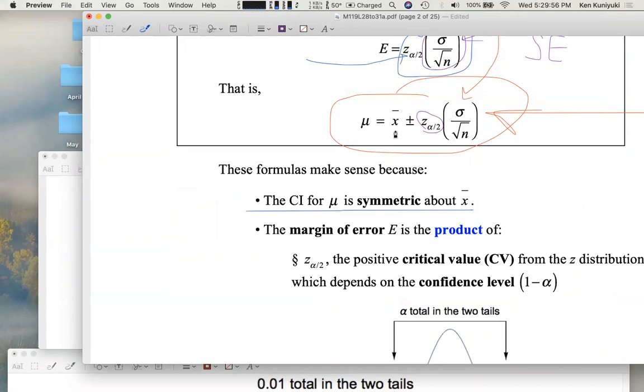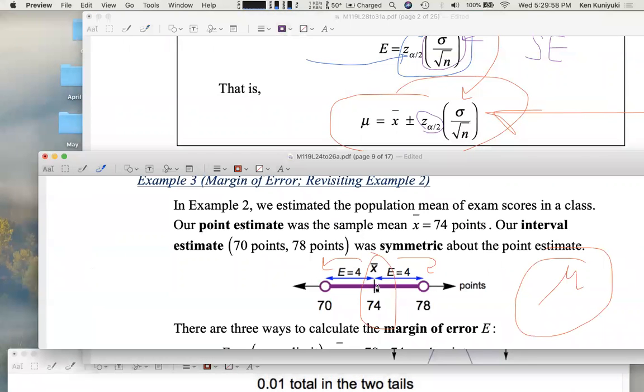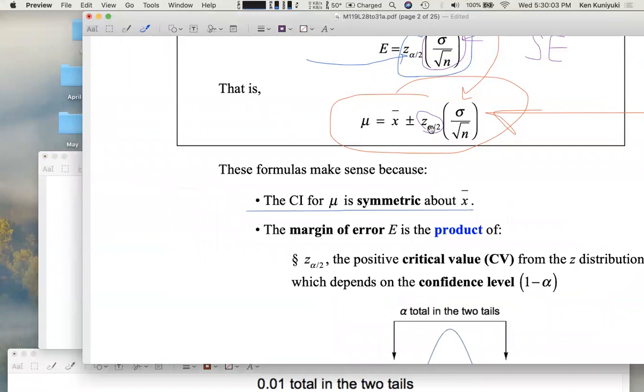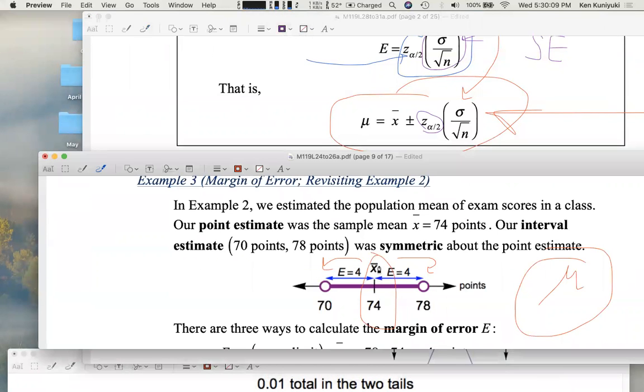So you start at the sample mean, x bar, and informally, you're walking z standard errors away, where the z-score here is the positive critical value. For a 95% confidence interval, you walk 1.96 standard errors away. For a 99% confidence interval, you walk 2.58 standard errors away to get the limits.